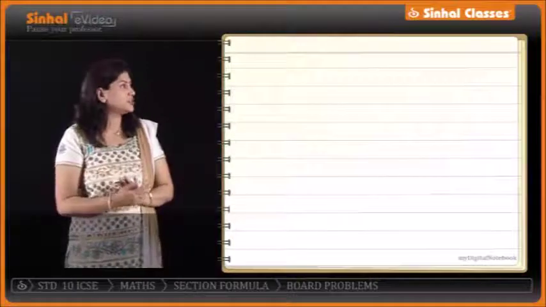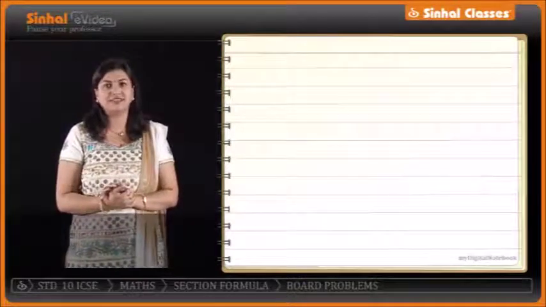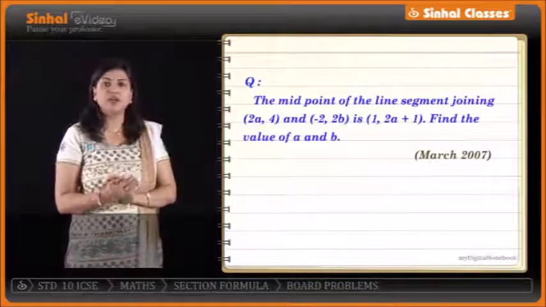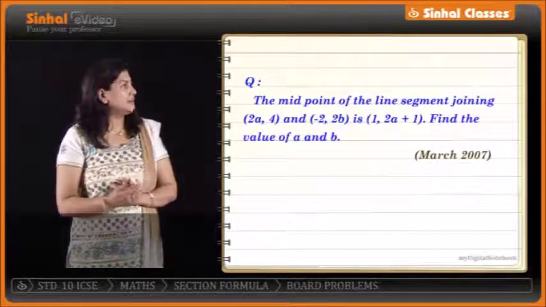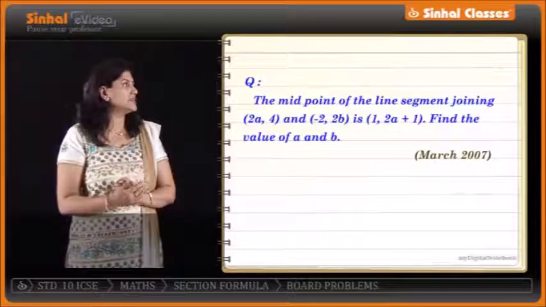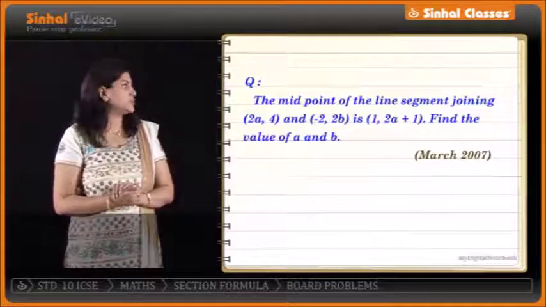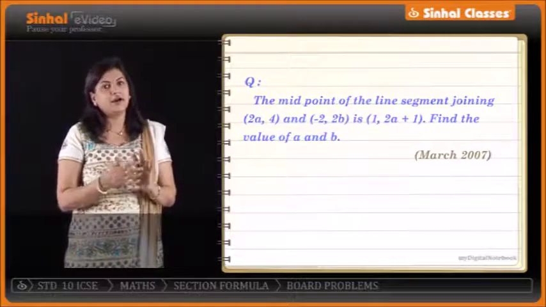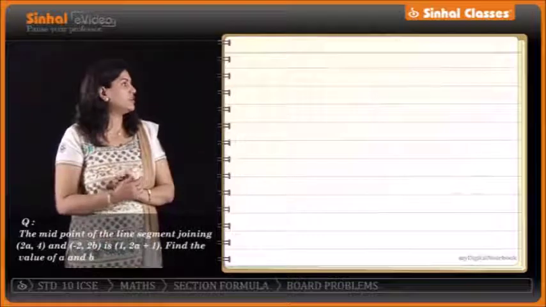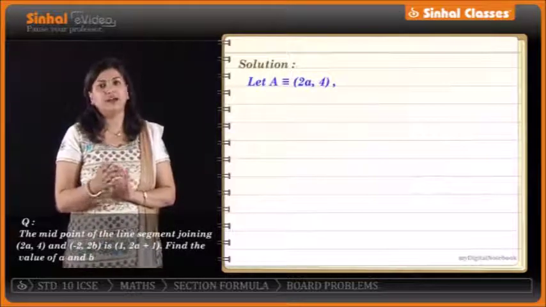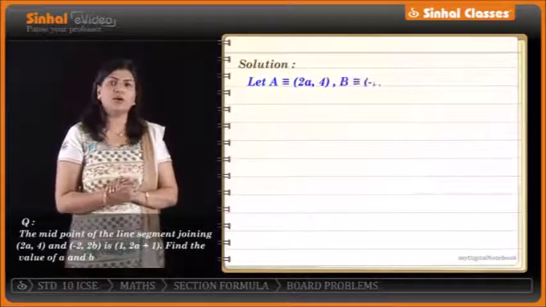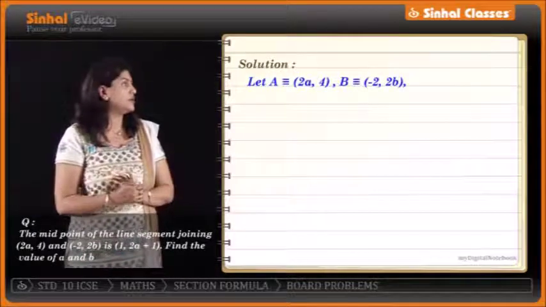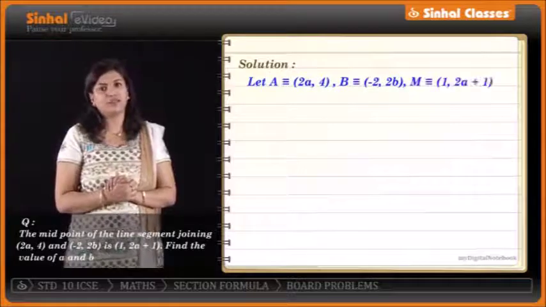Now we have the March 2007 board question as: the midpoint of the line segment joining (2a, 4) and (minus 2, 2b) is (1, 2a plus 1). Find the values of a and b. Now let A have coordinates (2a, 4) and B have coordinates (minus 2, 2b). Let us take the midpoint to be M with coordinates (1, 2a plus 1).